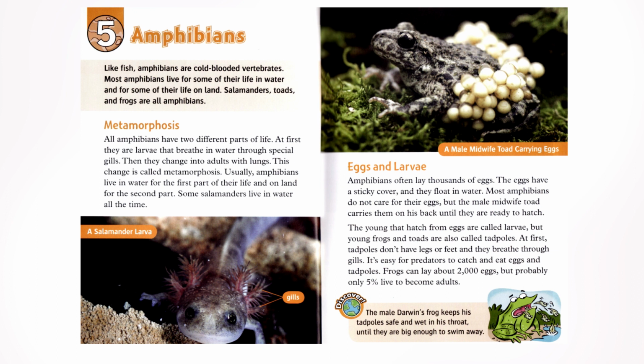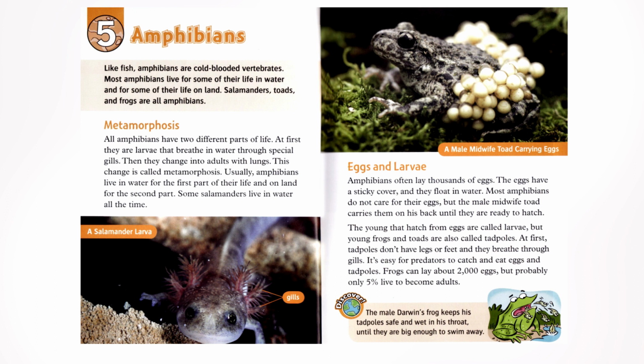Metamorphosis. All amphibians have 2 different parts of life. At first they are larvae that breathe in water through special gills. Then they change into adults with lungs. This change is called metamorphosis. Usually amphibians live in water for the first part of their life and on land for the second part. Some salamanders live in water all the time.